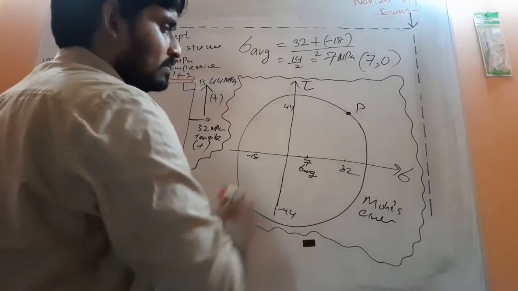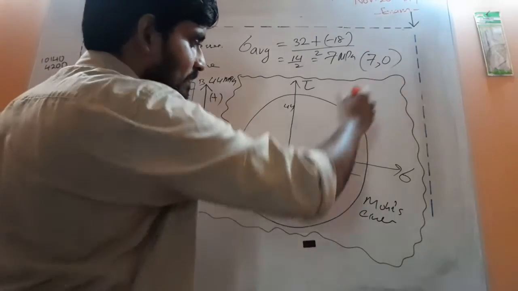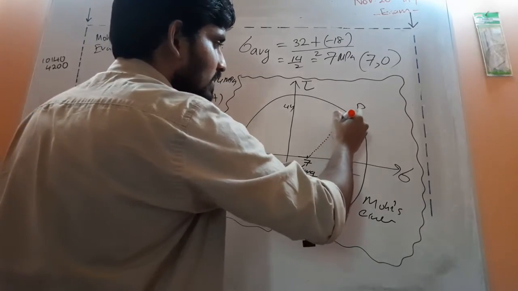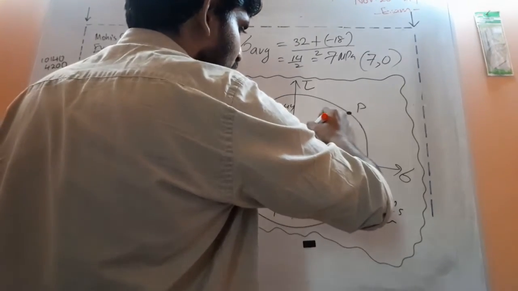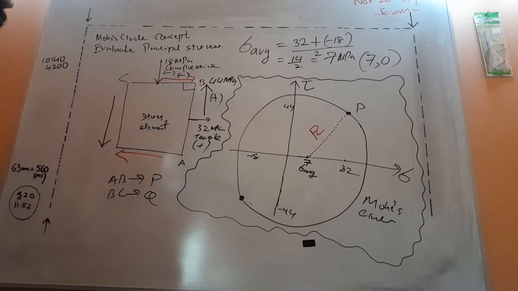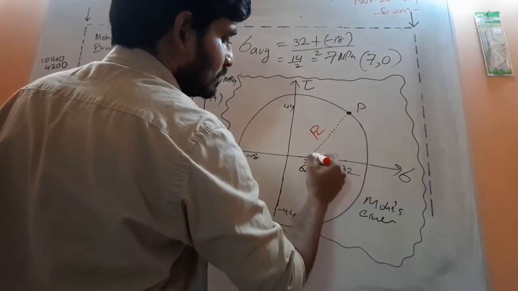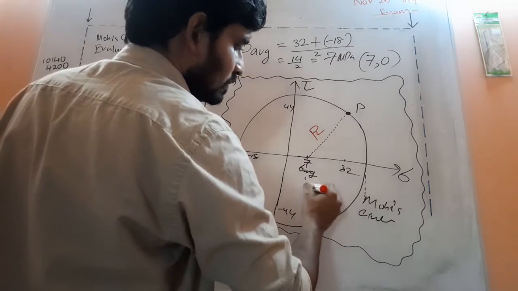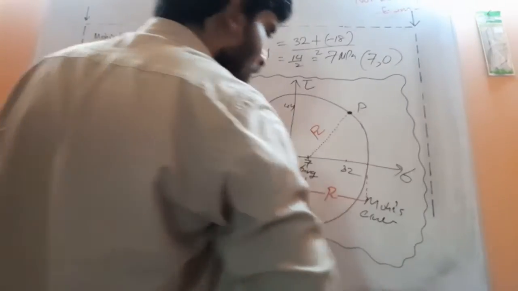So now this is the center, right? So if this is the center, what is this length? That is the radius of the circle, R. And also, what is this length? This length, let's say somewhere like this. What is this length? This part, that is also the radius, right?